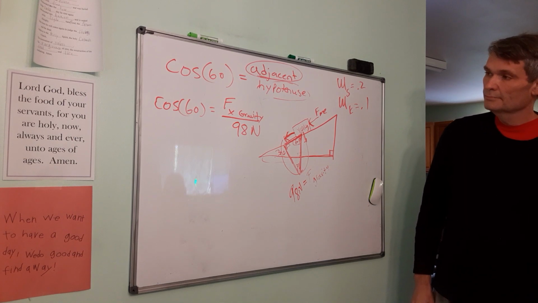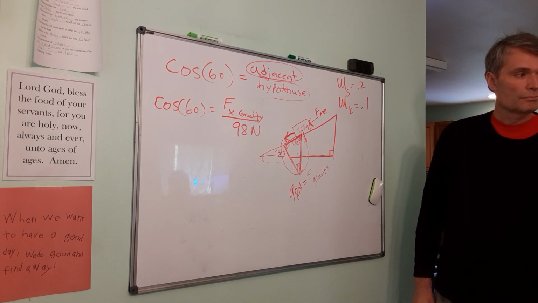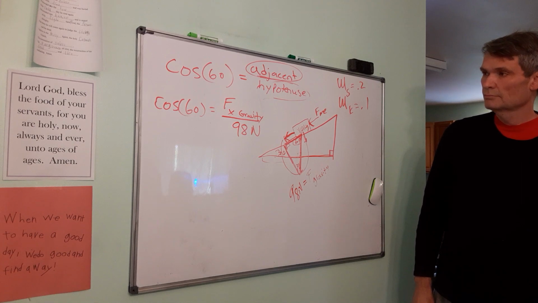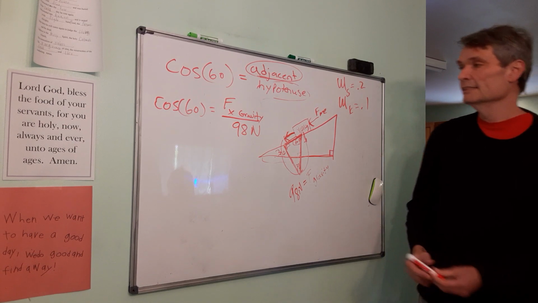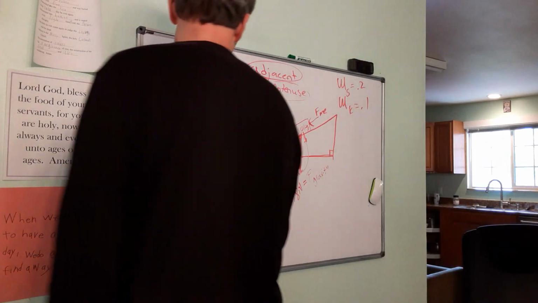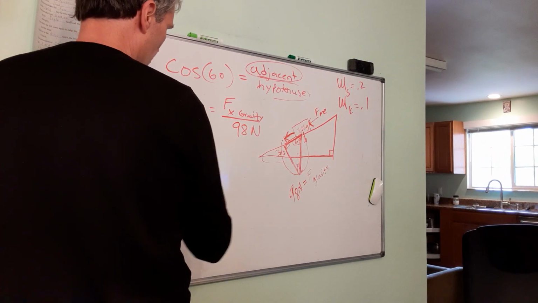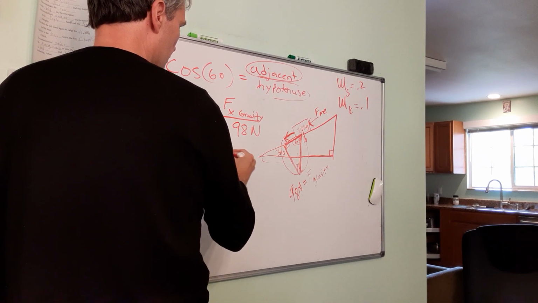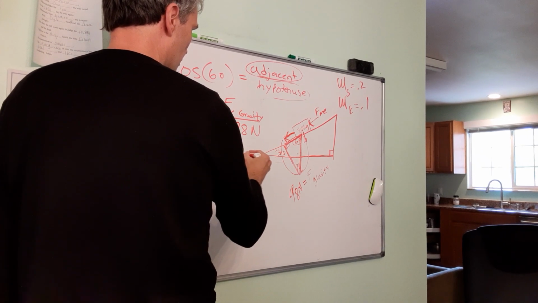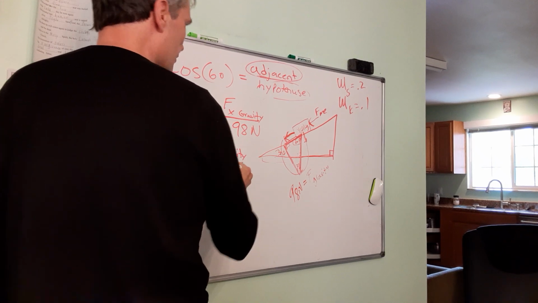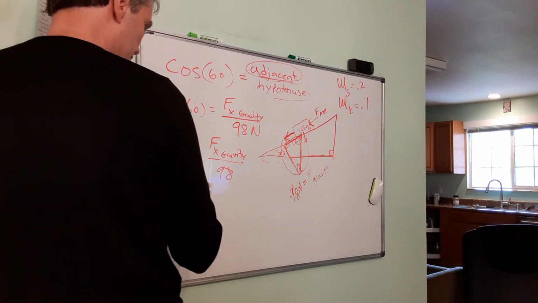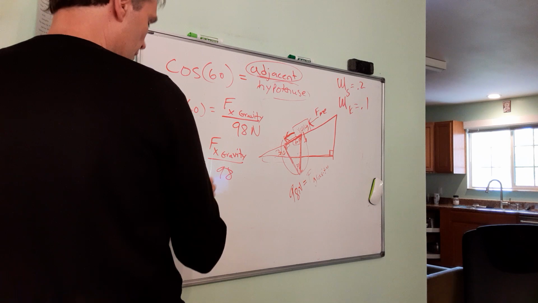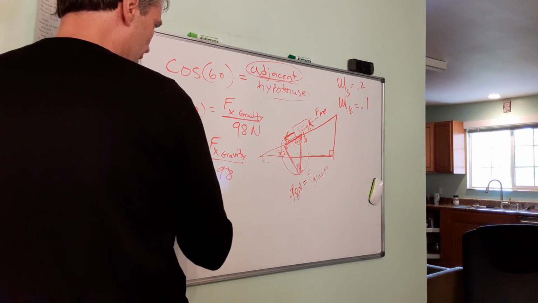And the cosine of 60 degrees is 0.5, or a half. You're right, so it's 1/2. 1/2 is equal to Fx gravity divided by 98. So how do I get Fx gravity by itself? Multiplying both sides by 98. Half of 98 is 49.